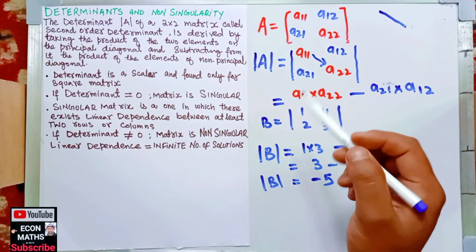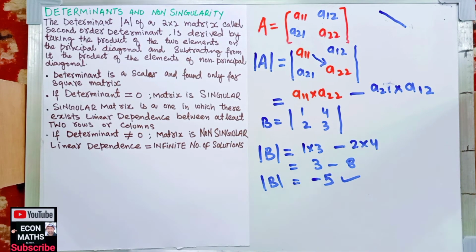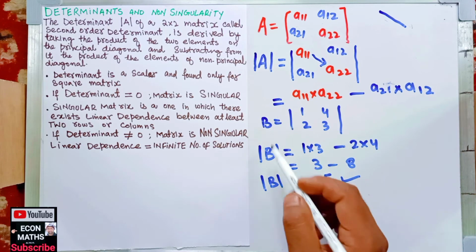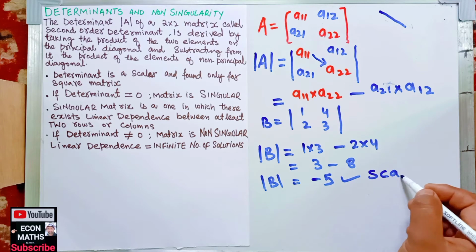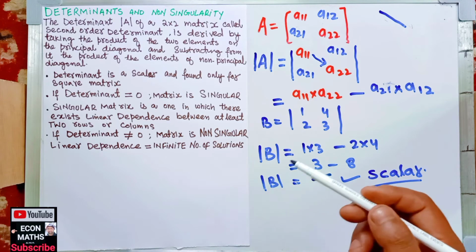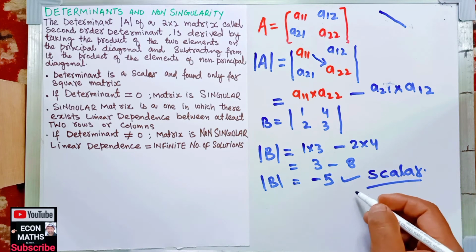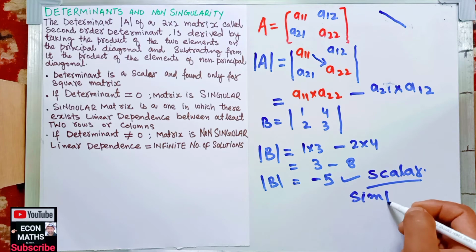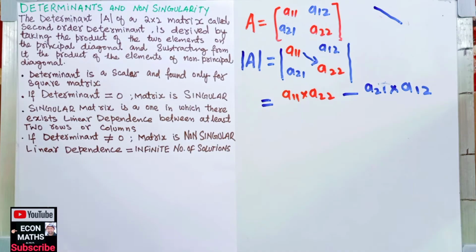Now the determinant is a scalar, or a simple number. Here we see that when we got the determinant, it is a simple number or a scalar.